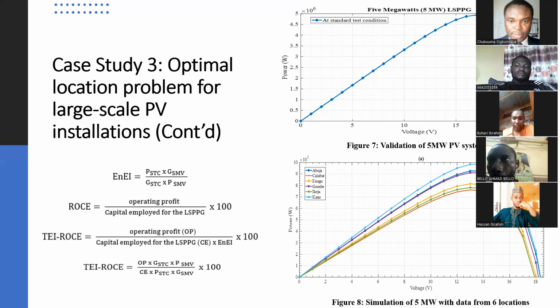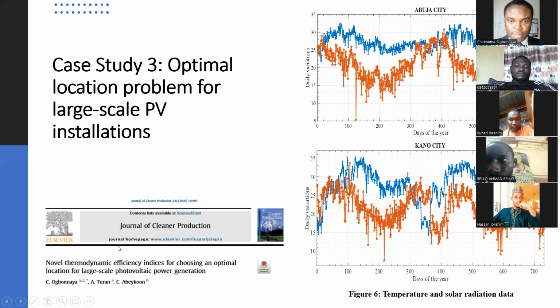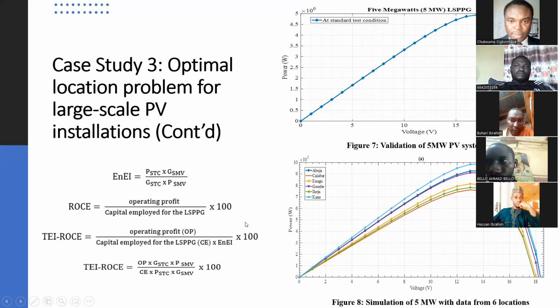By using actual data to run this simulation, you can see clearly, based on the evidence, that this location, which is Kano, will generate more than Abuja. You can't determine that by just looking at the data, but you can use a model-based approach to determine that. If you want to read this paper, it is in the Journal of Cleaner Production. You can download it and read more about this.